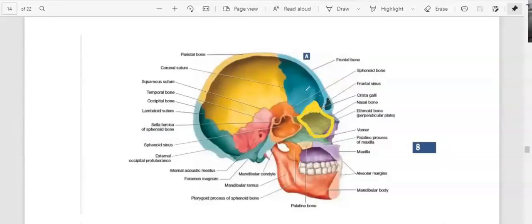So this is the crista galli. On each side of the crista galli, you will find the cribriform plate. The bottom part of this bone will go actually down into what your nose is. And that's going to be this part called the perpendicular plate.